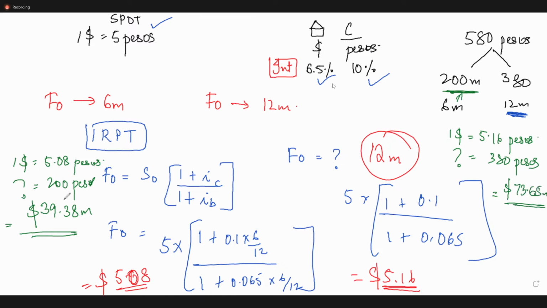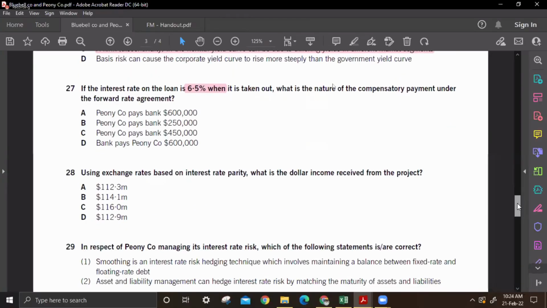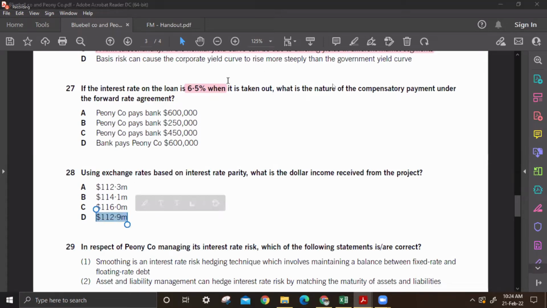So add these two. This plus this is your total. How much is it? How much do you get? Yes, 113 million. So can I round it off to 112.9? Yes. So it is 112.9. That's the closest.